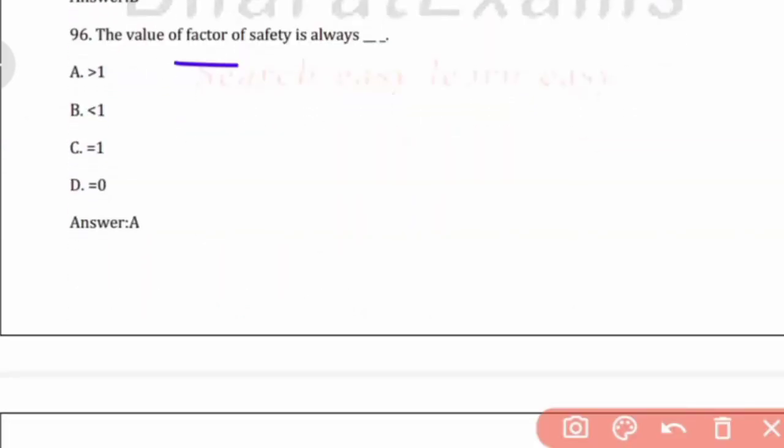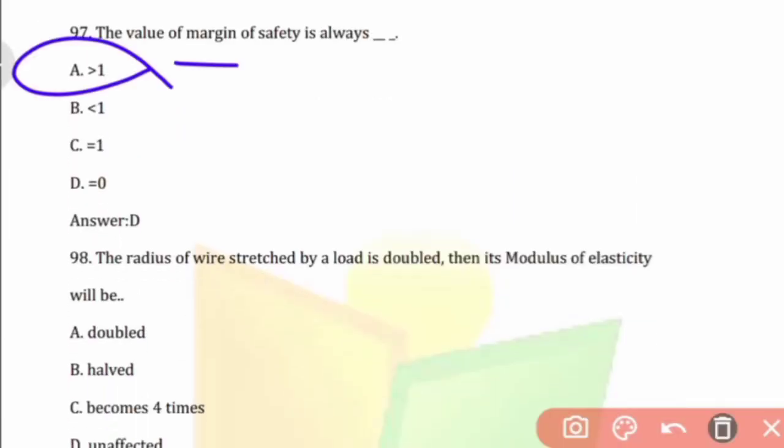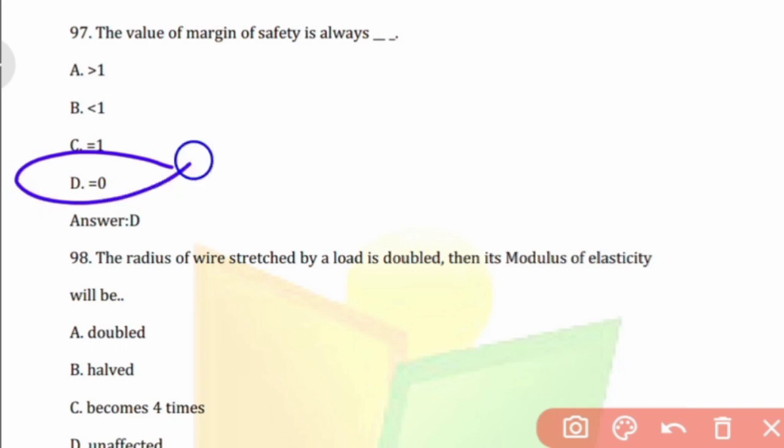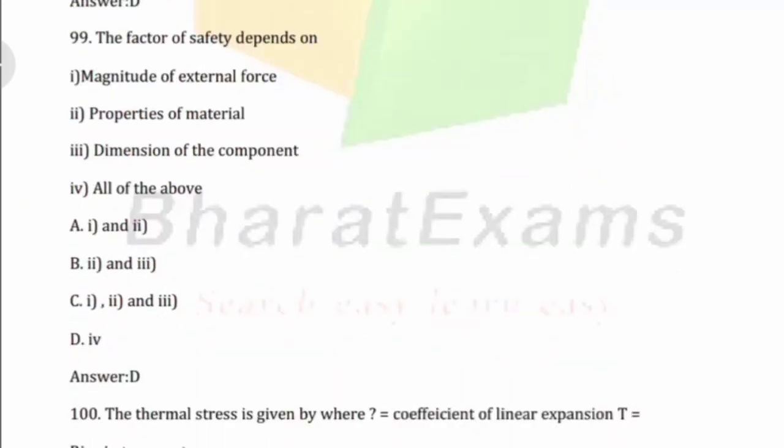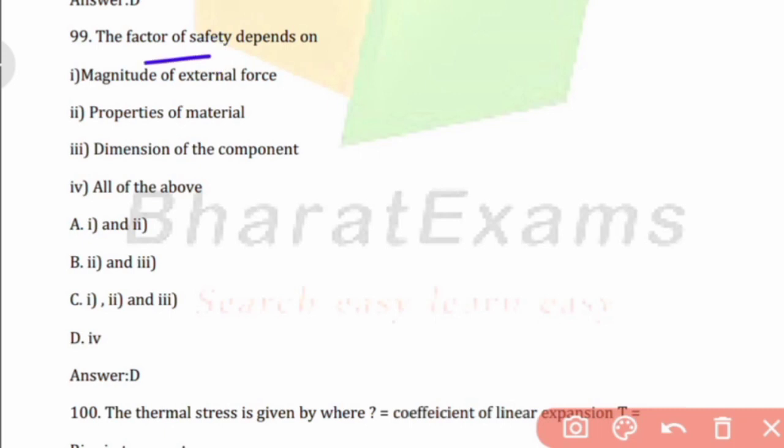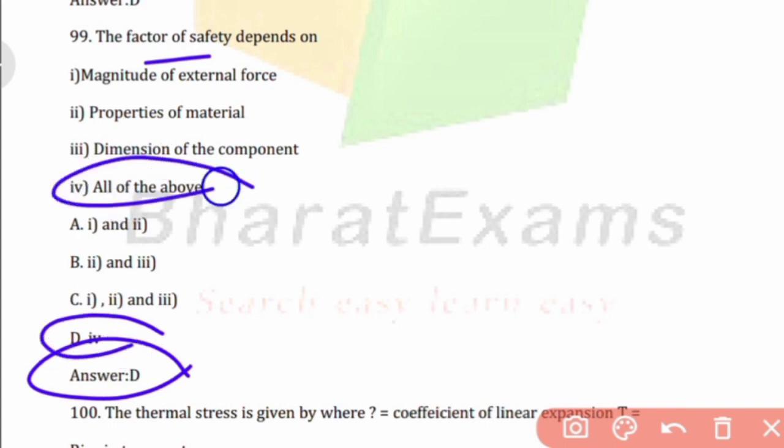The value of factor of safety is always greater than 1. The value of margin of safety is always equal to 0. If the radius of a wire stretched by a load is doubled, then its modulus of elasticity will be unaffected. The factor of safety depends on option D, all of the above: magnitude of external force, properties of material, dimension of the component.